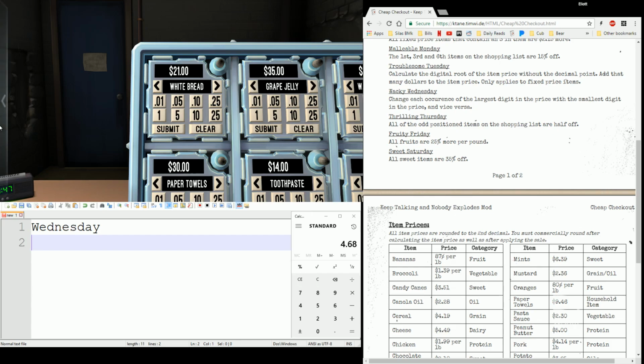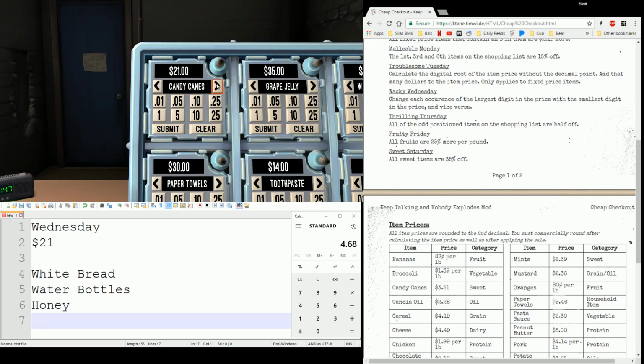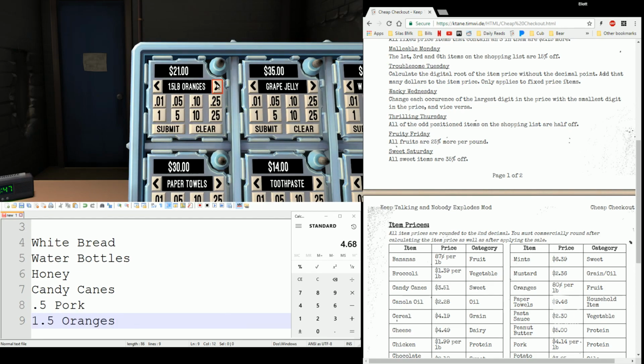Ooh, $21 we have. Items are white bread, water bottles, honey, candy canes, 0.5 pounds of pork, 1.5 pounds of oranges. Oh, we got some calculating to do. So let's hit that first.